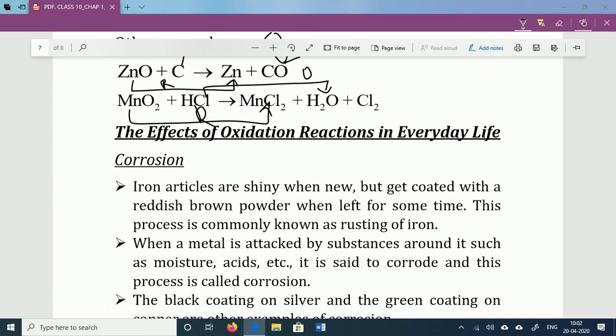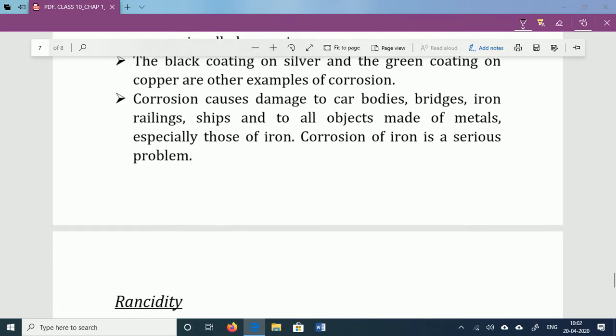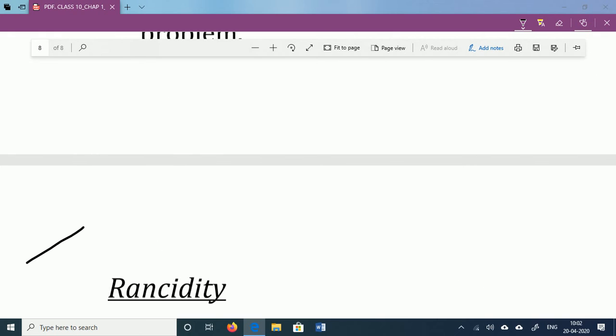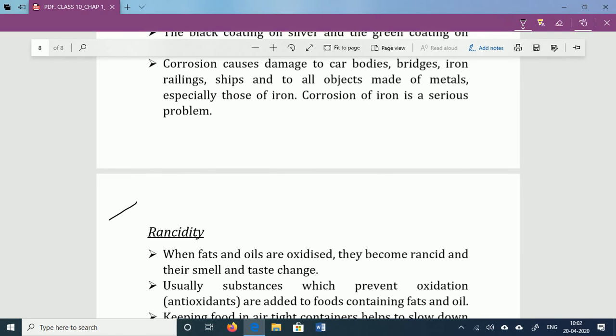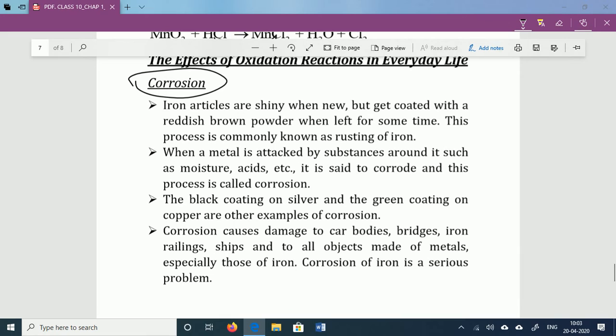Now what is the importance of this oxidation reduction reaction? Here two important natural oxidation reduction reactions are there, and they can harm our economy and our society to a very high level. One is corrosion, and the second one is rancidity. Now you are familiar with the term corrosion. Corrosion of iron is also called the rusting process, right?